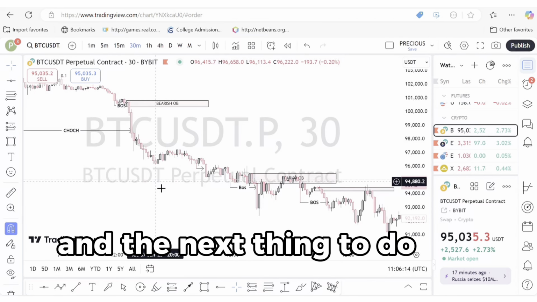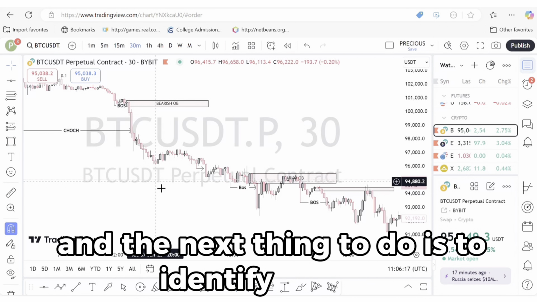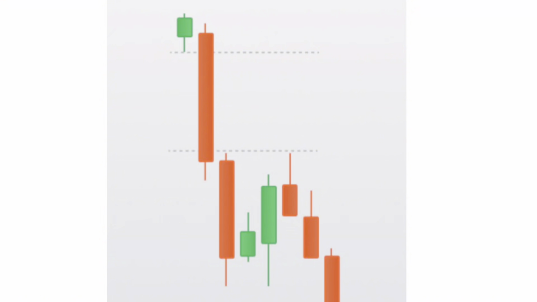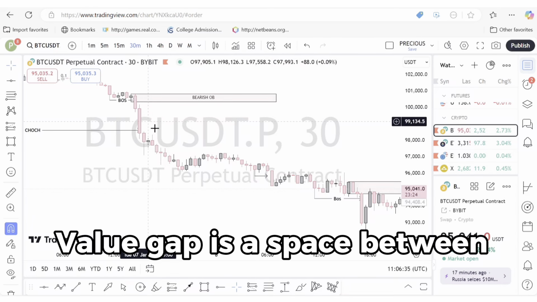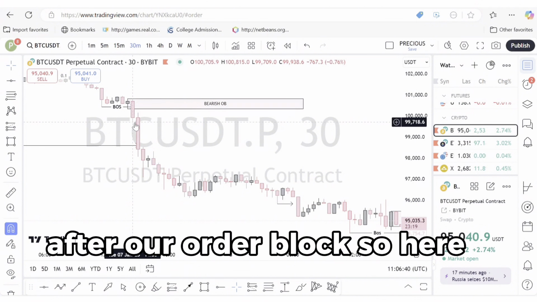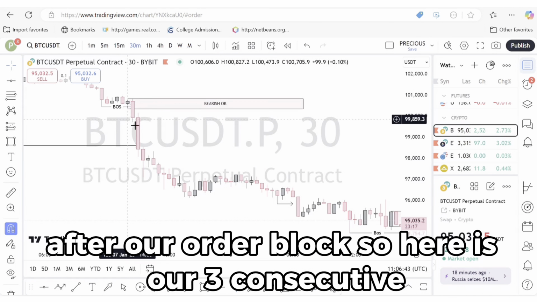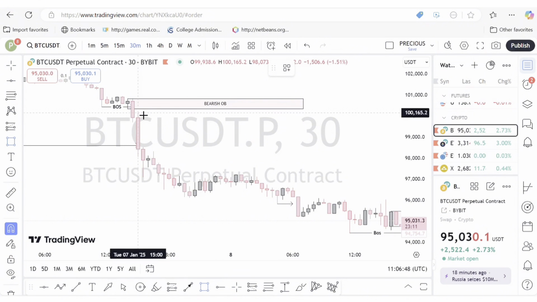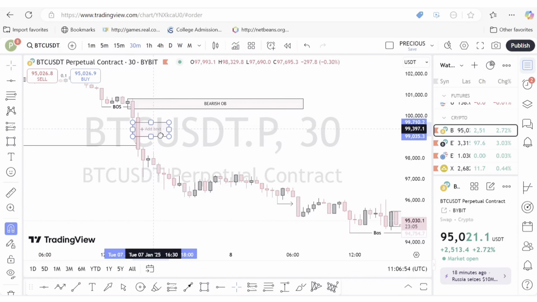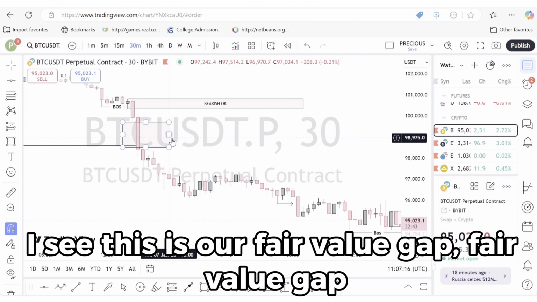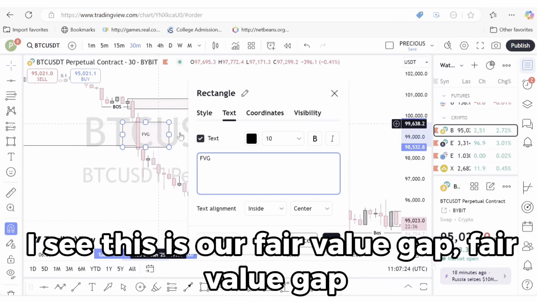And the next thing to do is to identify my fair value gap or my imbalance. Our fair value gap is a space between 3 consecutive candles after our order block. So here is the space between our 3 consecutive candles after our order block. You can see this is our fair value gap.